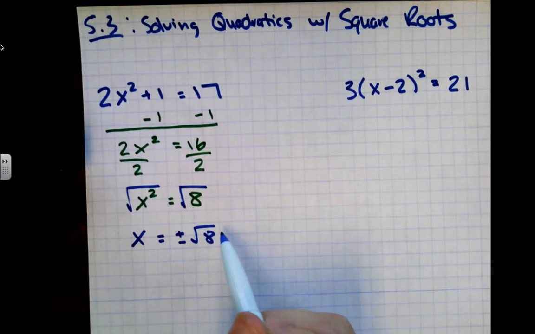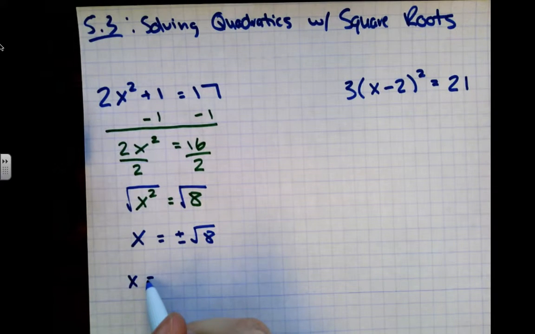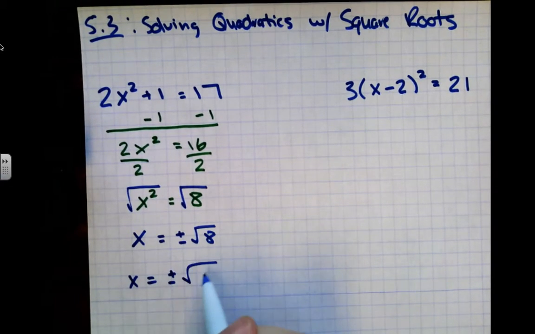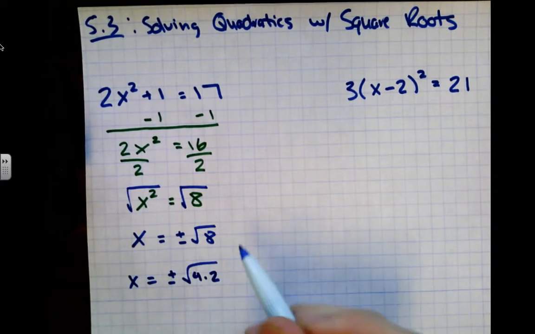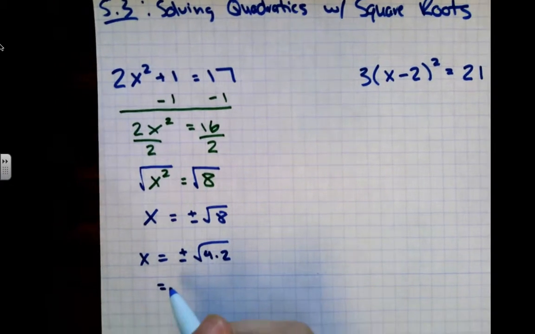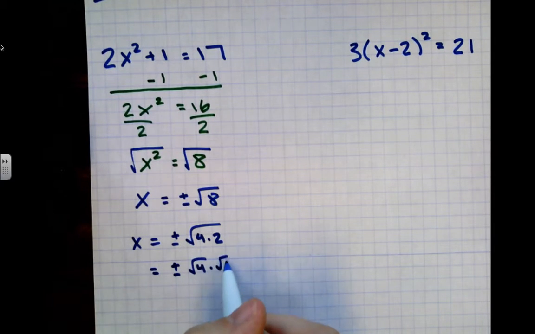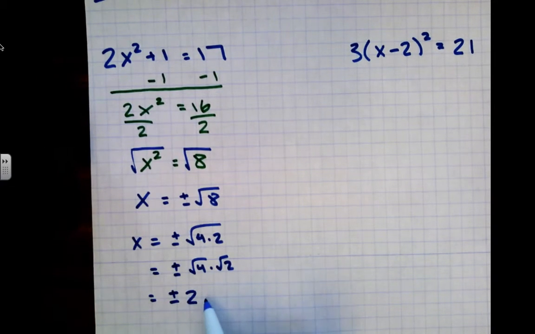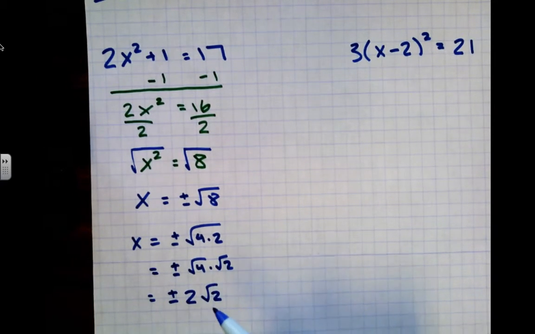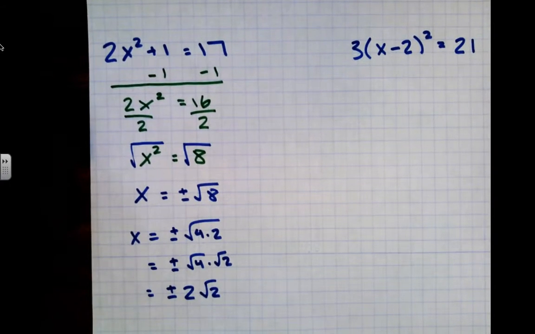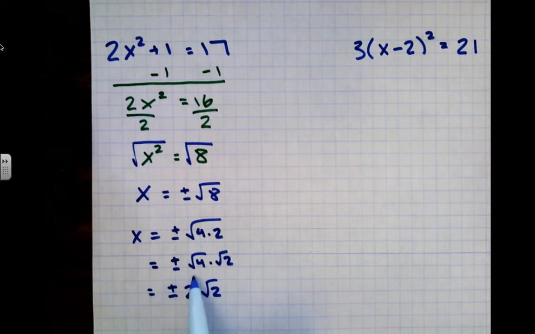Now from here, I could try to see, can I reduce the square root of 8? And I can. I can break this down into 4 times 2, and using my square root properties, I can split that into the square root of 4 times the square root of 2, and this reduces to plus or minus 2 times the square root of 2. And those would be both of my answers.